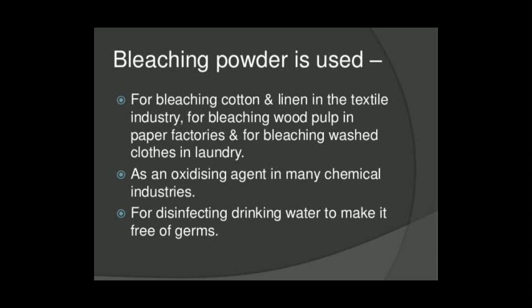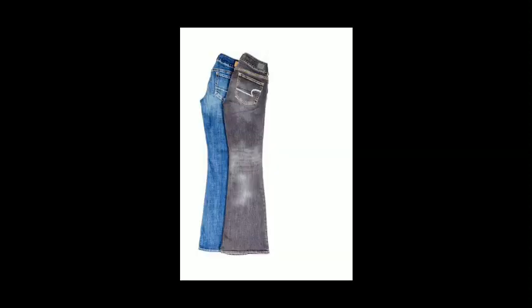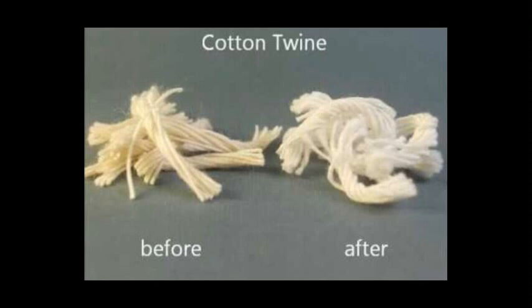Bleaching powder is used for bleaching of cotton and linen in the textile industry. Bleaching का मतलब होता है decolorize करना, किसी color को remove करना. Bleaching makes the cotton clothes even whiter and is also used in the shading of jeans. So we can say that bleaching powder is used for whitening of the textile like cotton and linen.